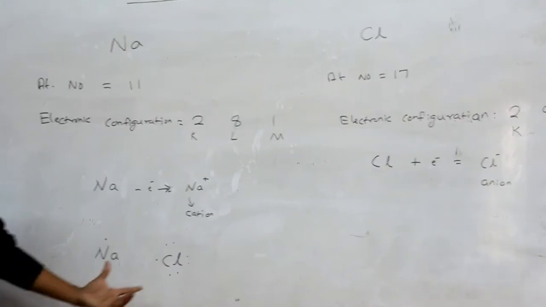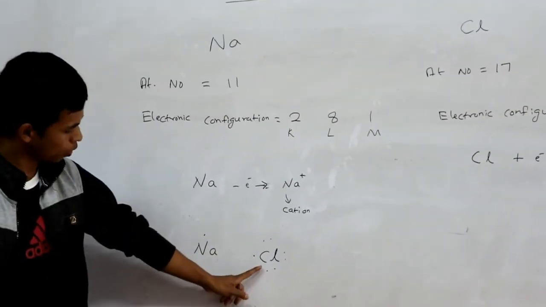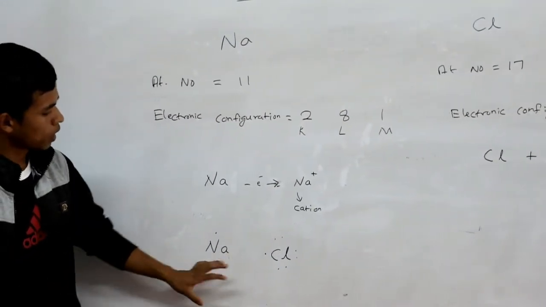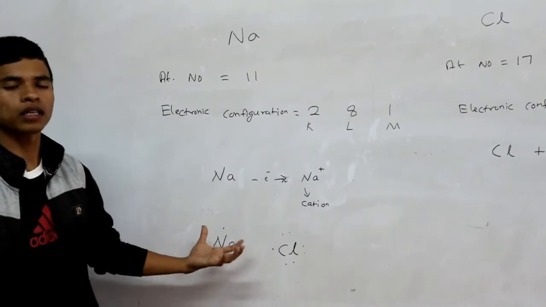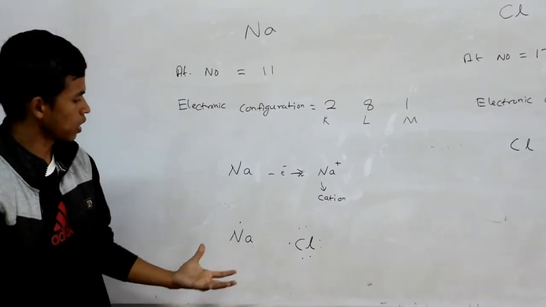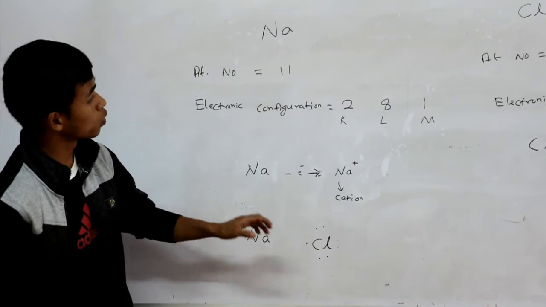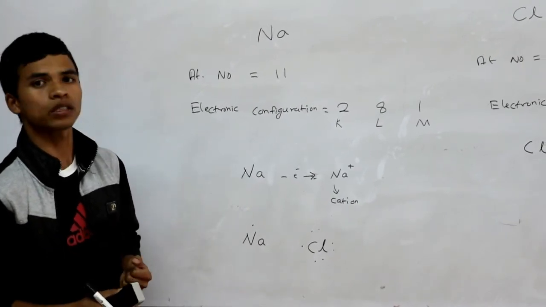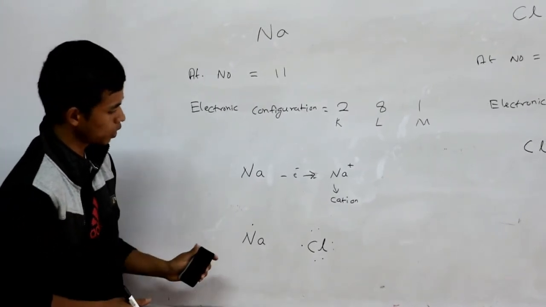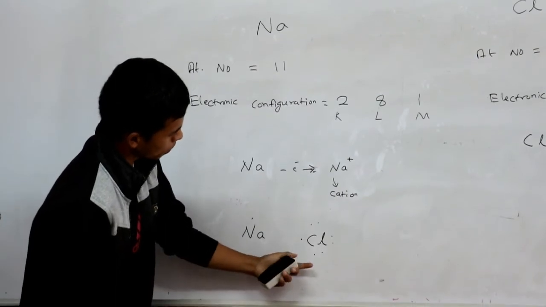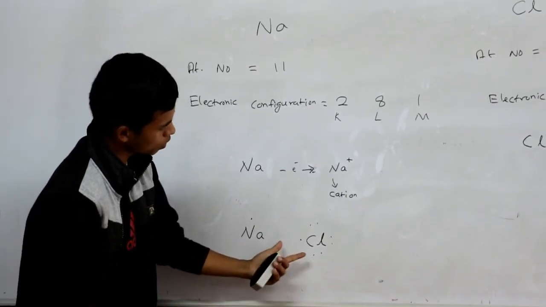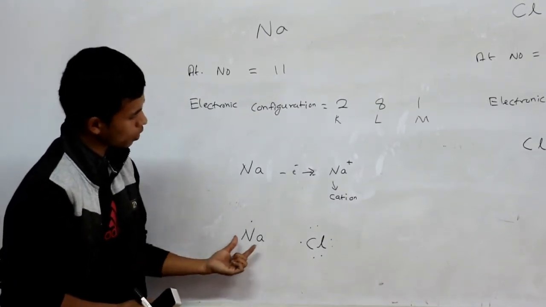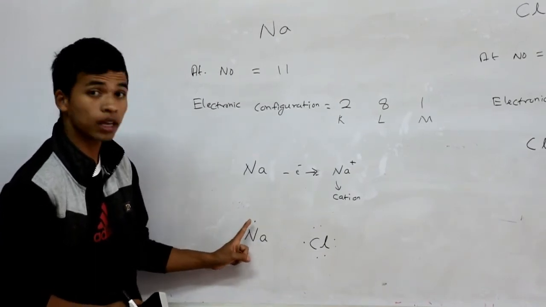So when they are close to each other, sodium and chlorine, what do they do? Both of them want to acquire the stable electronic configuration. That is, they want to have 8 electrons in the outermost shell. So what do they do? This chlorine atom wants 1 more electron, and the sodium atom, on the other hand, wants to lose 1 electron.